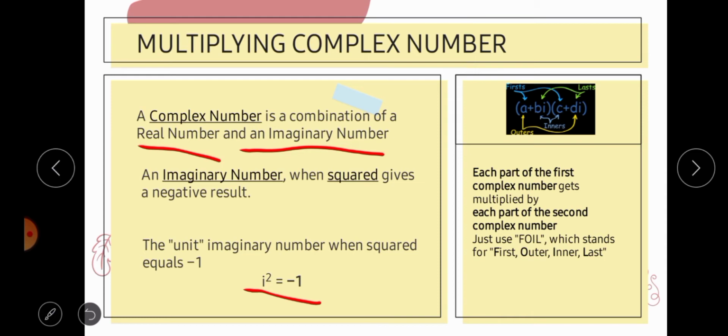Each part of the first complex number gets multiplied by each part of the second complex number. So you just use FOIL, which stands for first, outer, inner, and last. So this is an example of FOIL. Let's proceed with some examples.